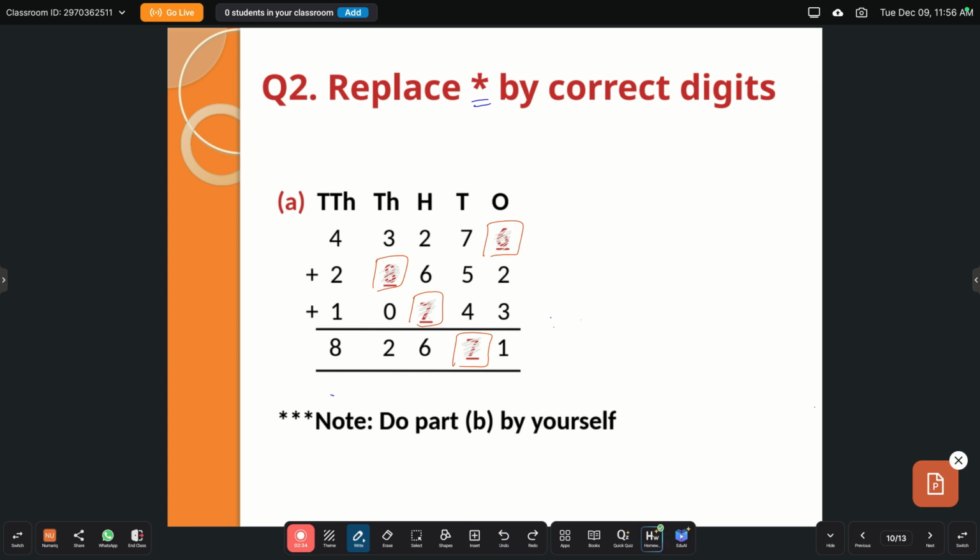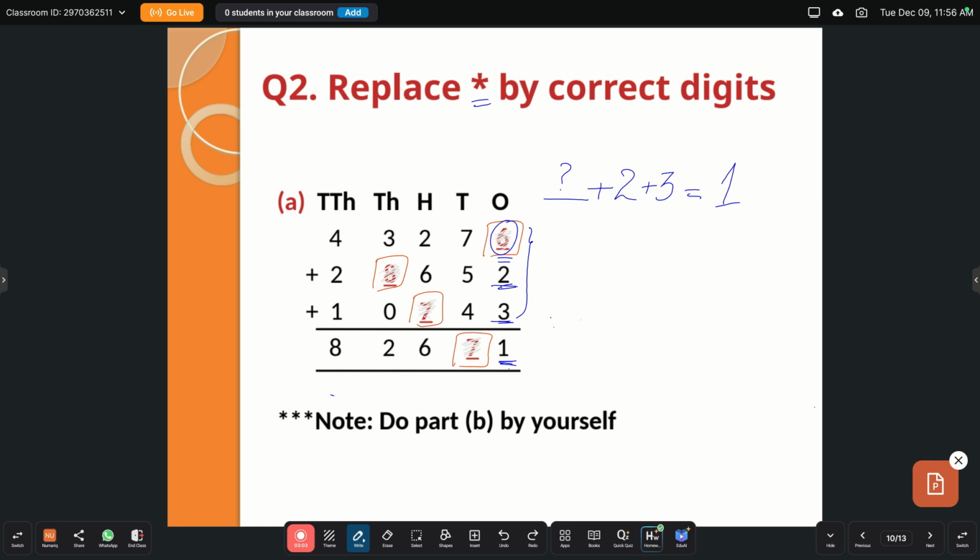Okay, beta, we will start with our ones column. What is the first addend here? Here, this is missing. Now, here the next addend is 2. And here the third addend is 3. And it is given that after adding these three addends, the sum is 1. Beta, tell me, if I add this 2 and 3, what will be the answer? 5. And then I have to add something to that 5. And I am getting the sum as 1.